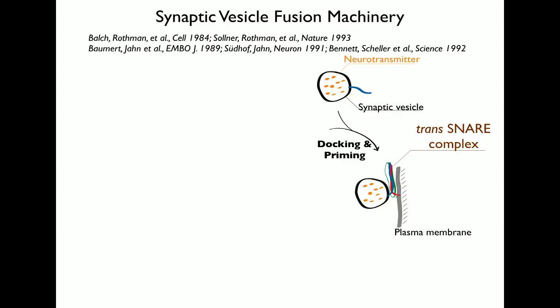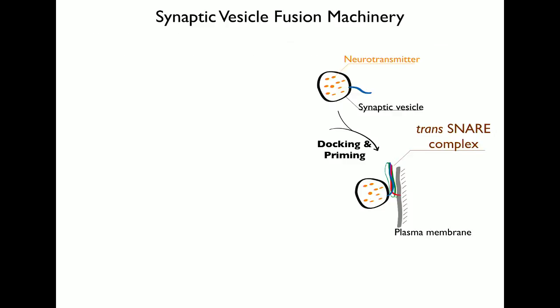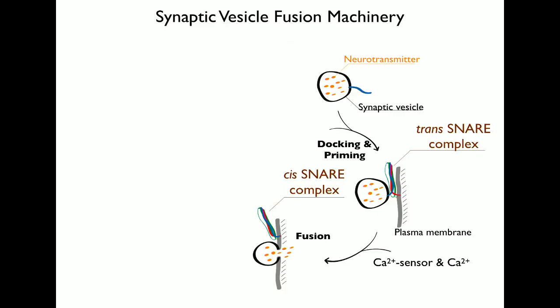Now, this complex alone does not explain why there is calcium dependence of this process. These proteins on their own are not calcium dependent. So what is required is a calcium sensor that comes in, and its combination with calcium will then trigger fusion. So somehow the calcium sensor and this complex act together to make it a regulated process that's triggered by calcium. At that point, the complex is now in the same membrane. One calls this a cis-SNARE complex.